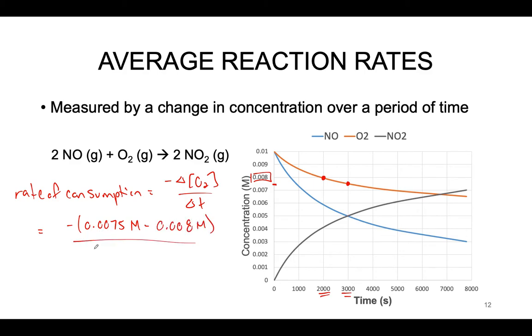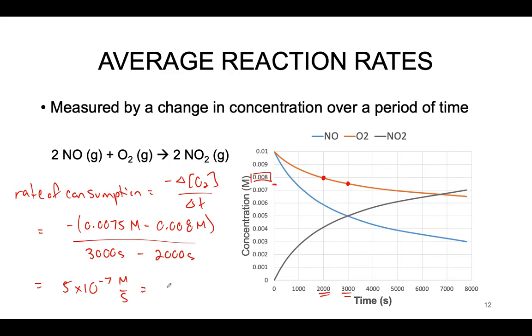And again, we're taking it divided by the same time points, the final time being 3,000 seconds, and we're going to subtract out 2,000 seconds. So concentration per time is going to give us the rate of consumption for our oxygen, which here when we crunch the numbers, we end up finding 5 times 10 to the negative 7 molar per second.